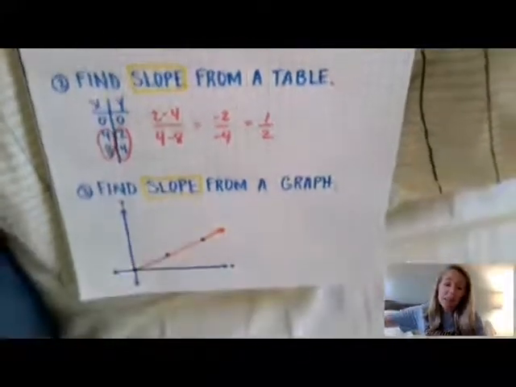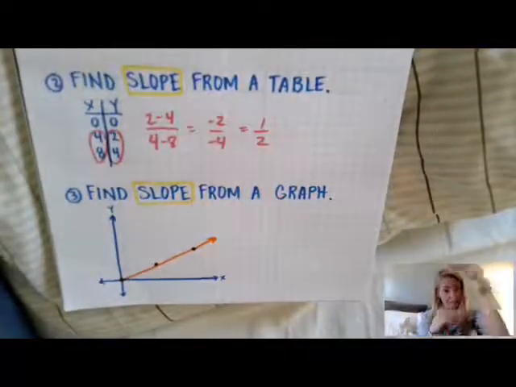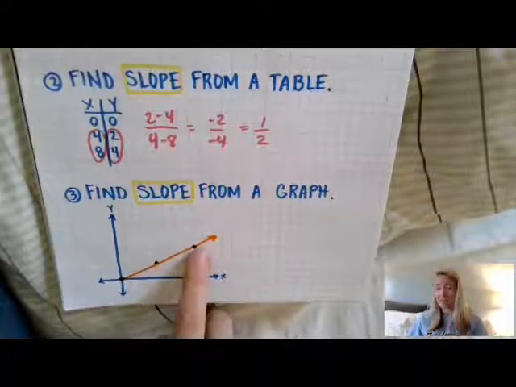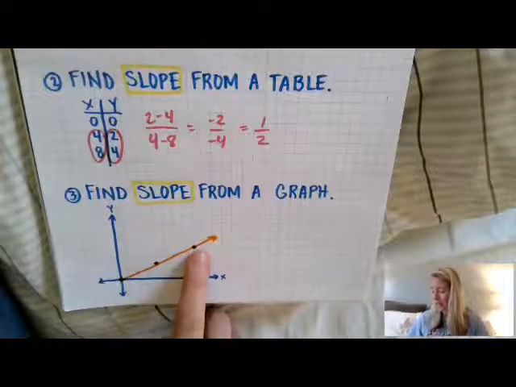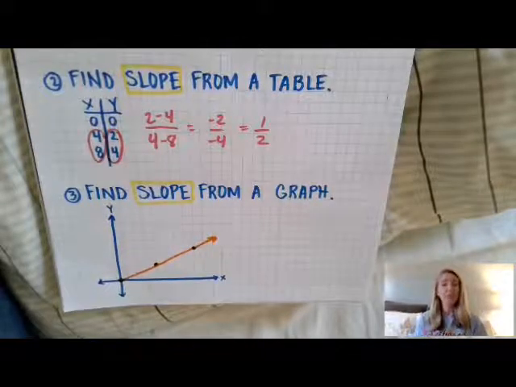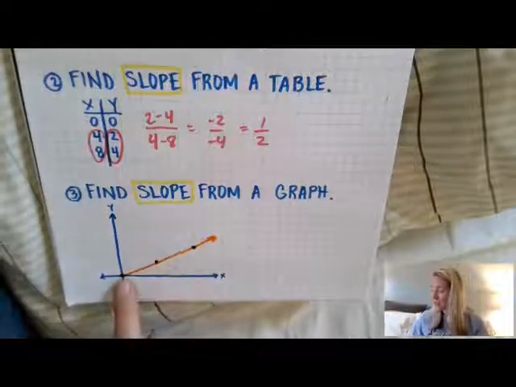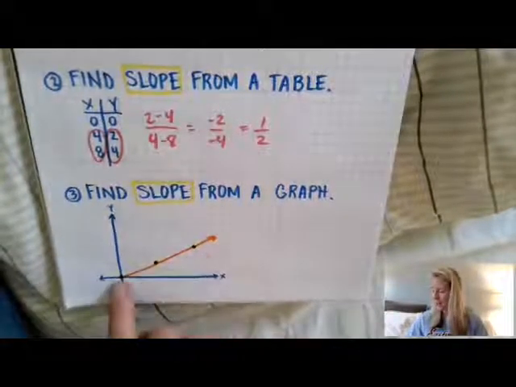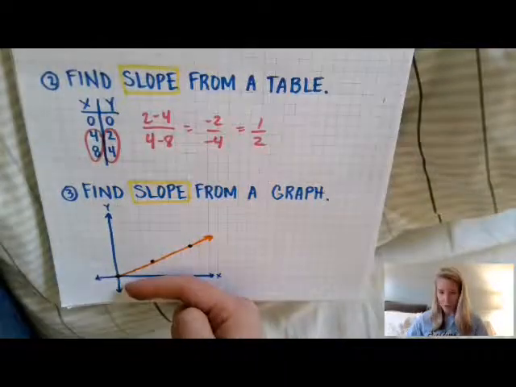And then last but not least, you can find your slope on a graph. So rise over run. We're going to go from one point to the next point, and we're going to find the change going up and down over the change going left and right. You always have to move from left to right. Remember, we read slope from left to right. So from this point to this point, that's fine. This point to this point, that's fine. I can even start here and go here, that's fine. I cannot go this direction.